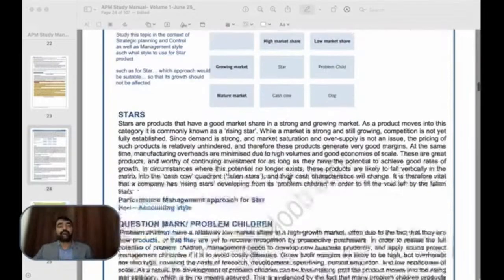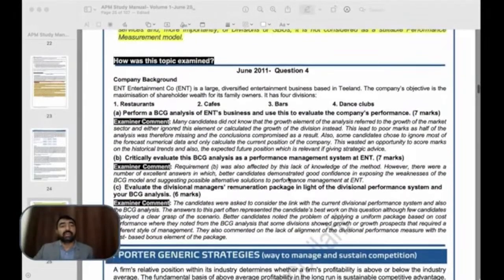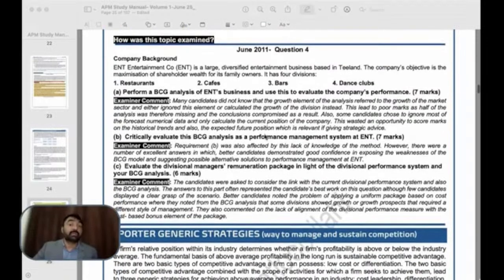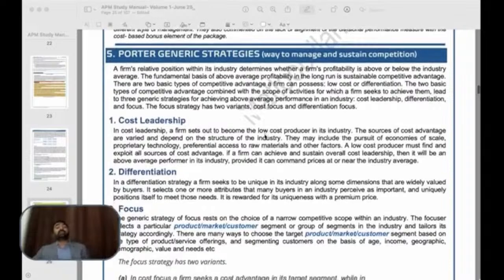Okay. All right. And here we go. By the way, there's a past paper question. Now the question is from June 2011. Okay, but still it can help you somehow to understand, because after this it has not been tested. Next topic is about Porter generic strategies. Porter generic strategies are also part of the SPL paper.